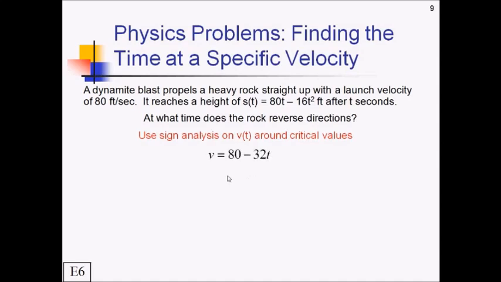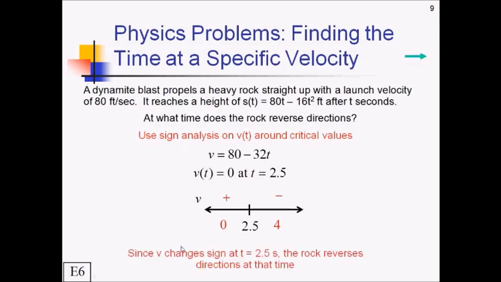Well, we already know that our velocity function, 80 minus 32t, equals 0 at 2.5. So we can make a little sign analysis chart here. Here's 2.5 seconds. Let's just test values before and after that. So at 0, our velocity is going to be positive, just 80 minus 0. And then if we plug in 4, 80 minus 4 times 32 is going to be a negative. So since the sign changes at 2.5 seconds, we know our rock is reversing directions at that time.